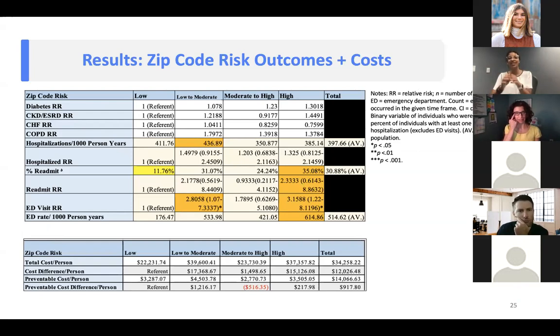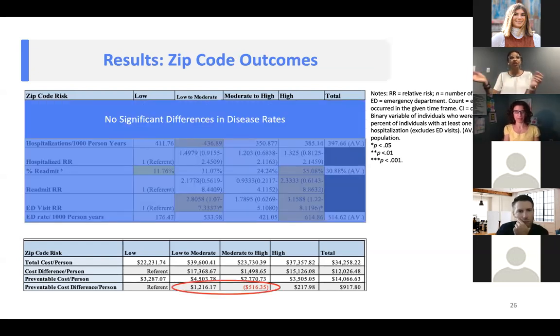Just for clarification, anything highlighted in orange is a high rate that we want to pay attention to, and the yellow indicates a lower rate. So actually, we had no significant differences in disease rates among zip codes, which was very interesting. For total costs, we're just going to jump down there. Again, total costs are all external costs. All groups cost more per person than the referent group. So moderate to high cost significantly less, actually, than the low to moderate or the high groups, which was interesting, but they still all cost more than that low group, which was the referent group.